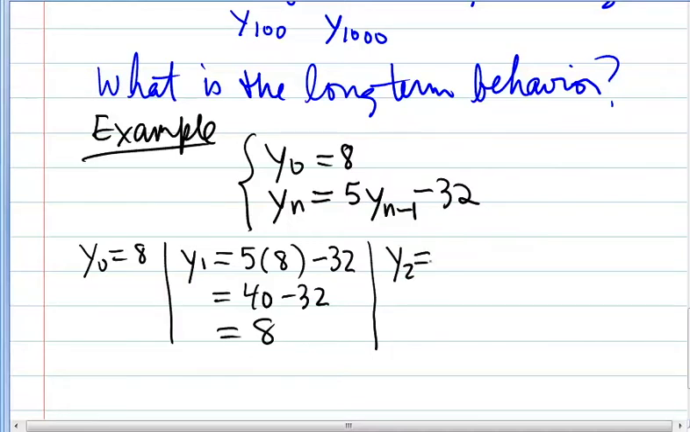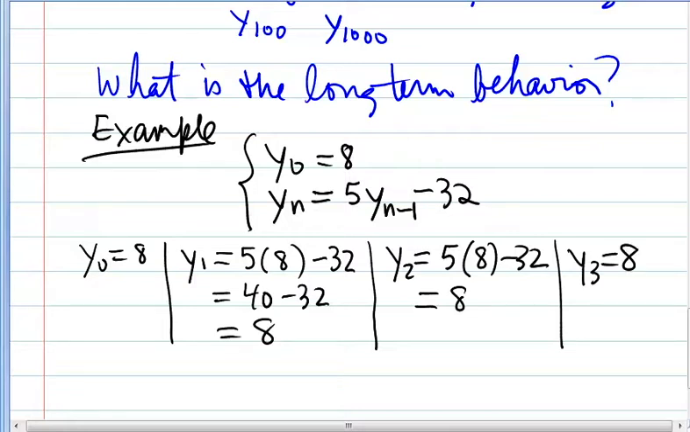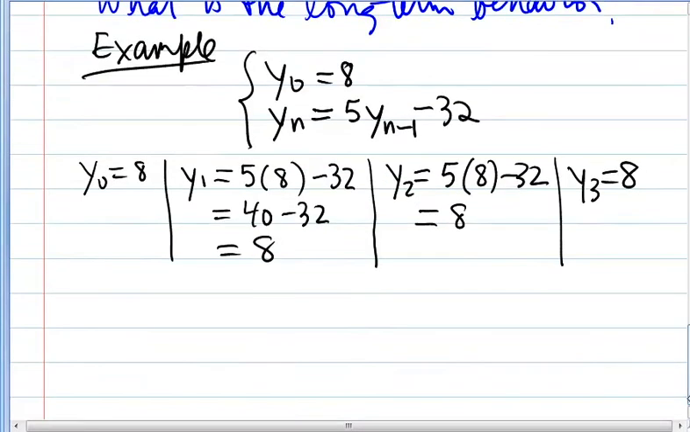And y2, I multiply the term that comes before it by 5, and that term y1 is 8. Subtract 32. That's 40 minus 32. Again, I get 8. And what happens here is pretty clear, that every time I multiply by 5 and subtract 32, I'm going to get 8. So every term in the sequence is going to be 8.